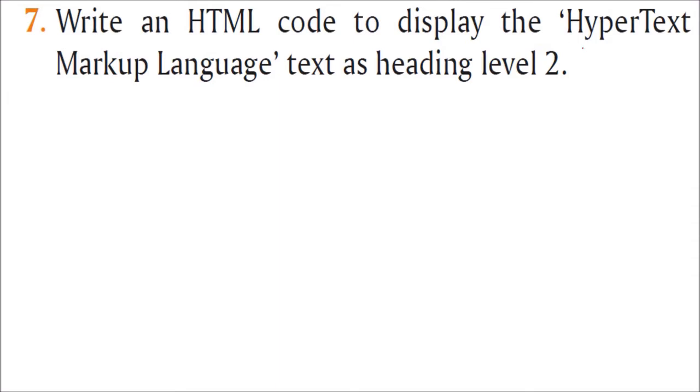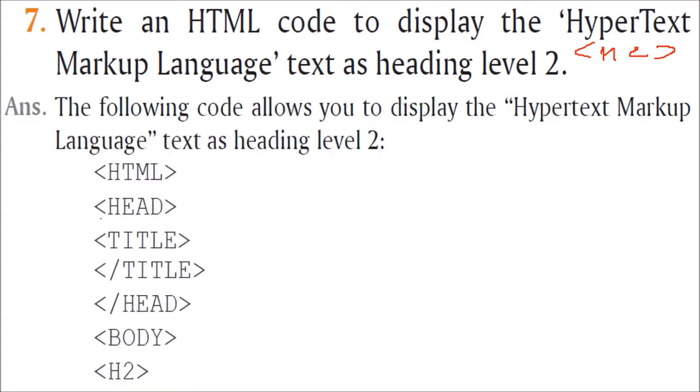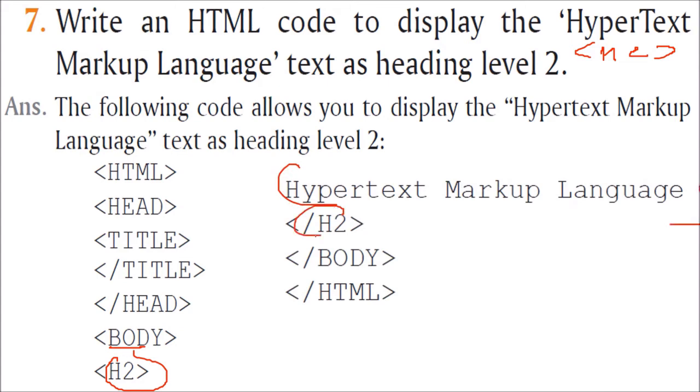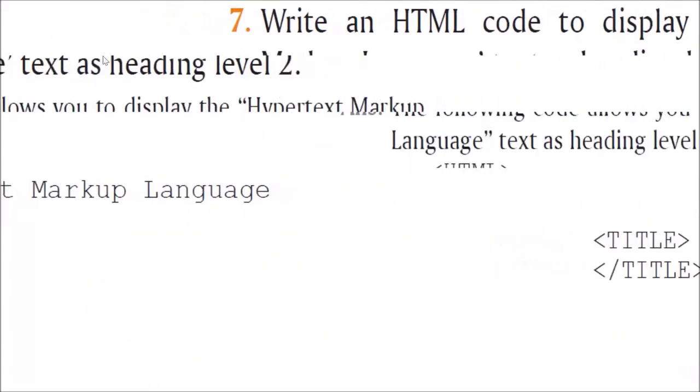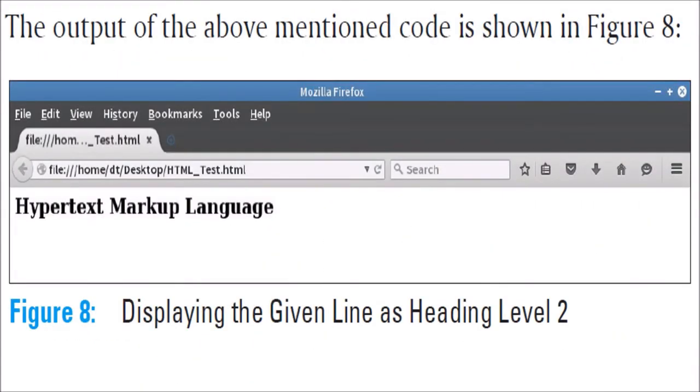Write an HTML code to display the text hypertext markup language as heading 2. So H2 you are going to use. In this body you have to give H2, and inside this you just write this and end it with H2. The output will be something like this. This is H2, the second level heading. The first one is H1 and the last one is H6.